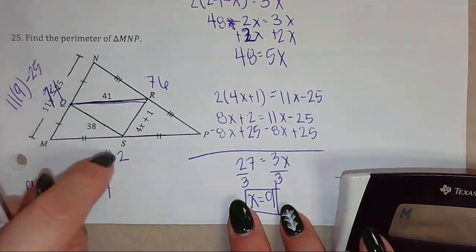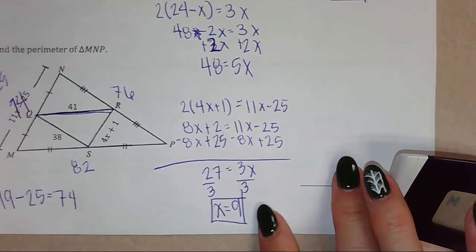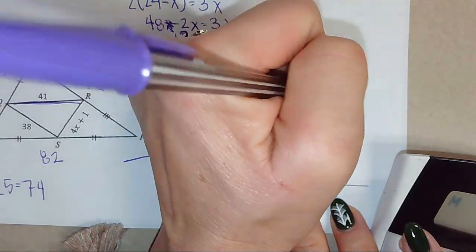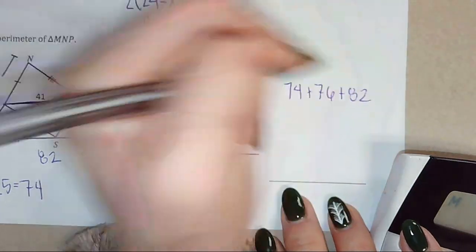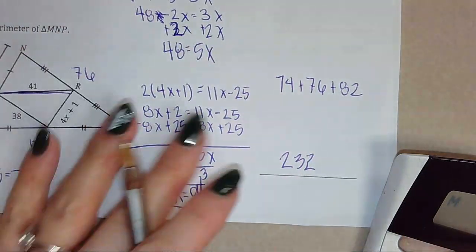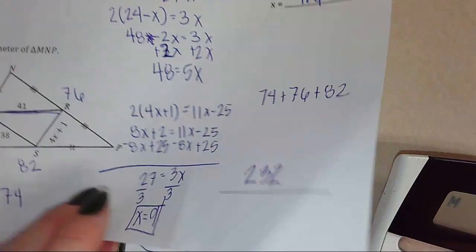Okay, so now that I know my three sides, I'm going to add them together. So 74 plus 76 plus 82, which is going to be 232. Whoops, 232. All right, moving right along.